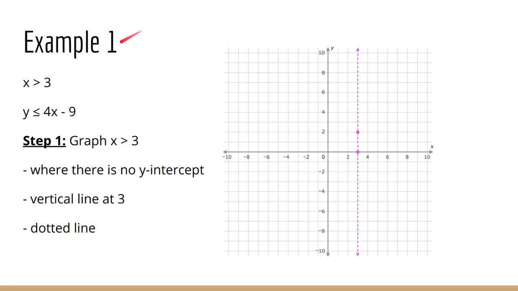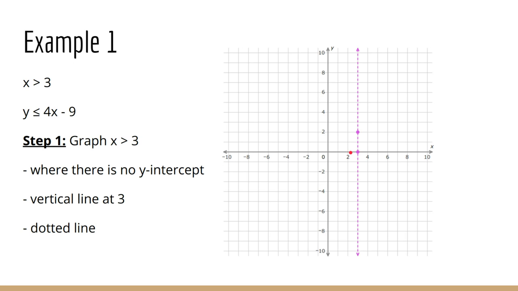My first example, my first set of system of inequalities is x is greater than 3 and y is less than or equal to 4x minus 9. So our first step here is to graph x is greater than 3. There is no y-intercept, okay? Notice that this x here means that I'm going to be working with my x-axis. So you're going to put a point right here at 3.